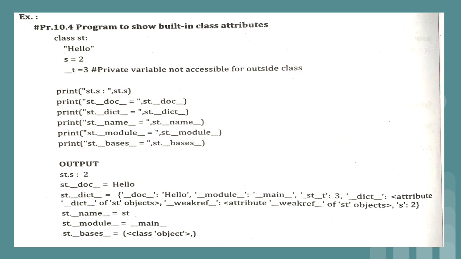So we have one class st, in which I display the content within double quotes, "hello", s equal to 2, and then we have one private variable, _t equal to 3. A private variable means it is not accessible outside. In the first print statement, we printed st.s. It will give you the answer 2, because st is the class which has s as a variable, and the value assigned to that variable is 2, so that will be displayed.